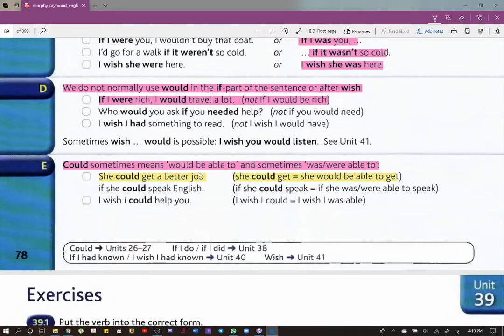Now, could sometimes mean would be able to. Also, this is another exception. Instead of would, we use could, which means would be able to. And sometimes was or were able to. So you say she could get a better job. She would be able to get. All right. This is another exception.